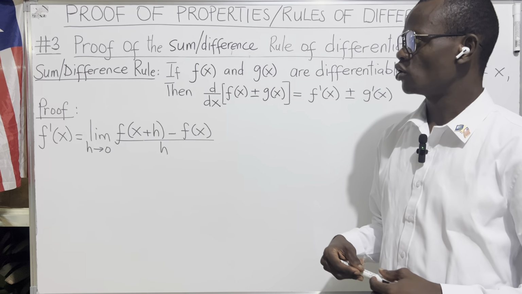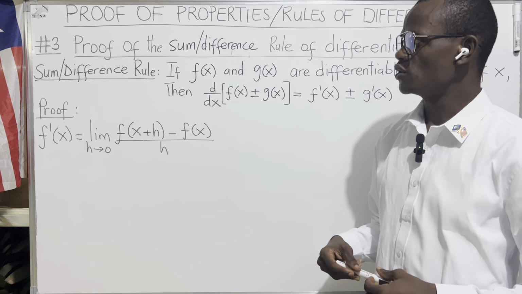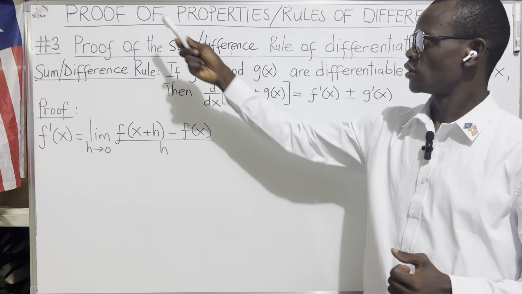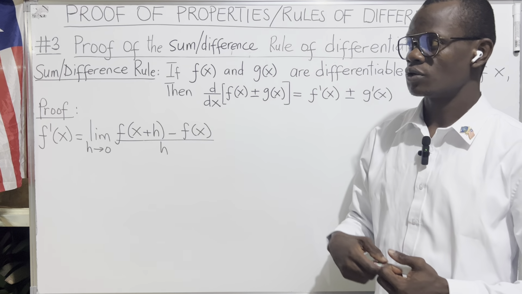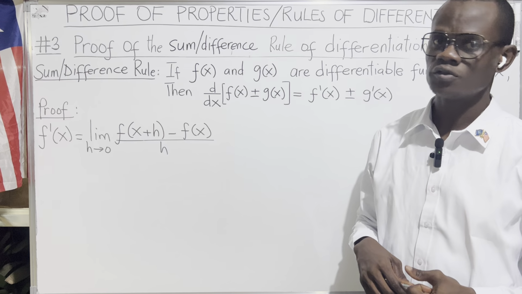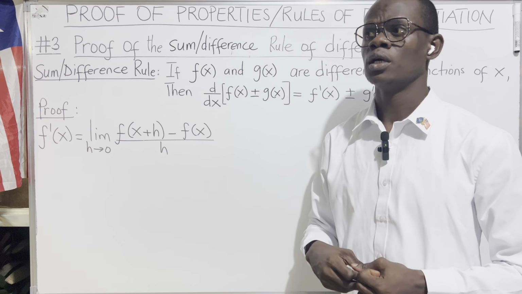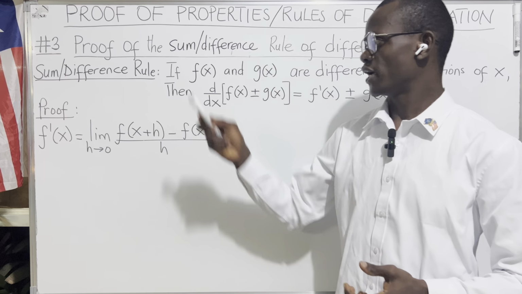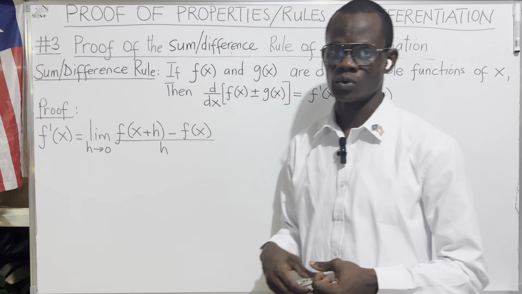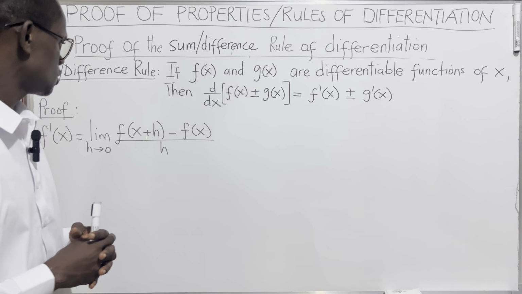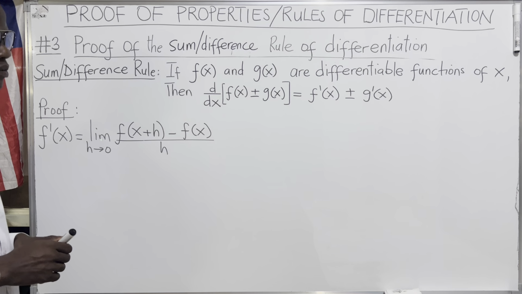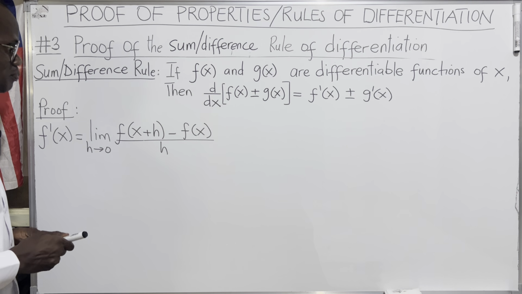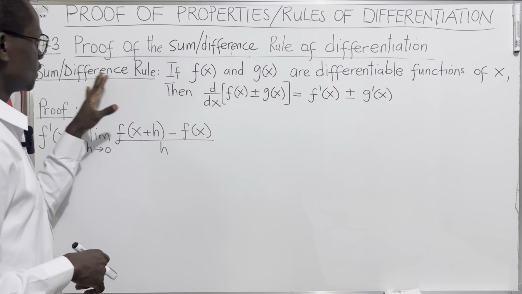So in this video, I am going to look at the proof of the sum of the difference rule. And this is a continuation of the proof of properties or the rules of differentiation. If you watched the previous video, you will see other proofs like the constant rule and the constant multiple rule. In this one now, we want to look at the sum or the difference rule. And to do that, we're going to use the first principle of derivative, or the definition of derivative, to have that proof.